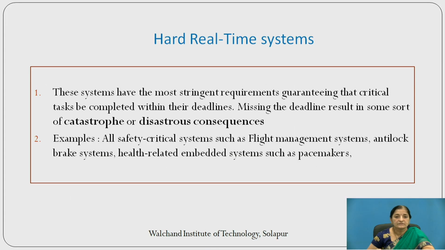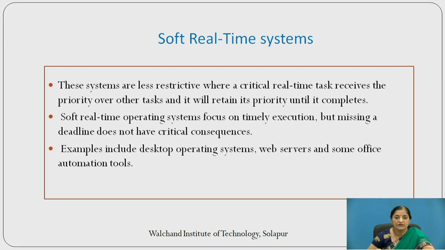Now let's see the types of real-time systems. There are three types of real-time systems. That is hard real-time systems, soft real-time systems, and firm real-time systems. Hard real-time systems have the most stringent requirements, guaranteeing that critical tasks be completed within the given deadlines. Missing the deadline will result in some sort of catastrophe or disastrous consequences. Examples are all safety critical systems such as flight management systems, anti-lock brake systems, and health-related embedded systems such as pacemakers.